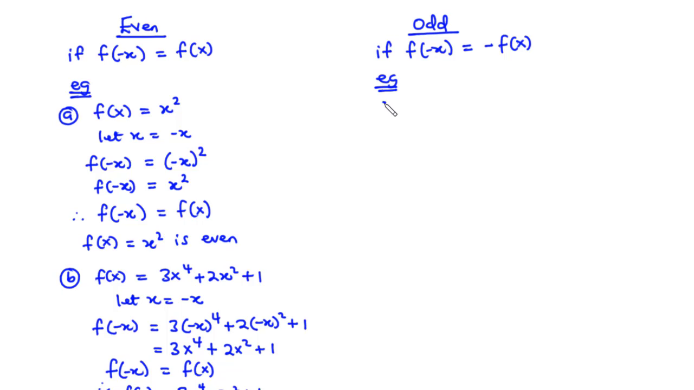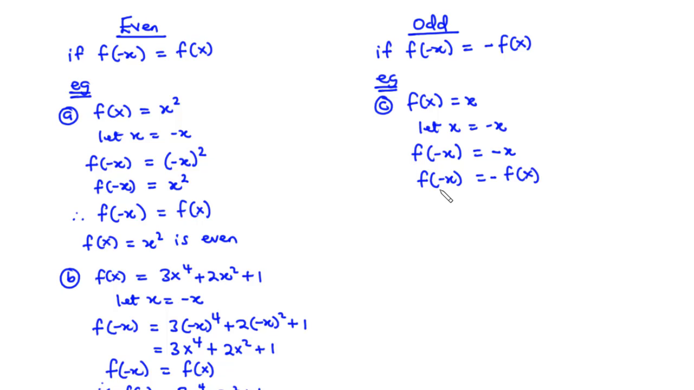Now let's take a typical example. That is the function f of x equals x. Now let's substitute negative x in place of x. So we are going to put negative x wherever we see x in the function. So f of negative x is equal to negative x. Now you realize that f of x is equal to x, so we can simplify this as f of negative x equals negative f of x. Since f of negative x is equal to negative f of x, it follows that the function f of x equals x is an odd function.